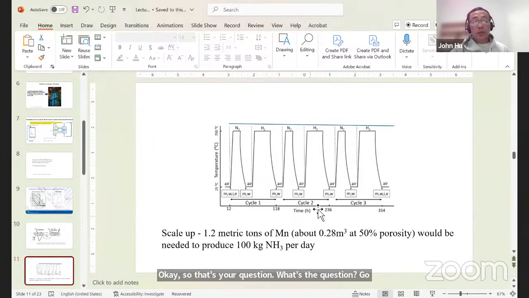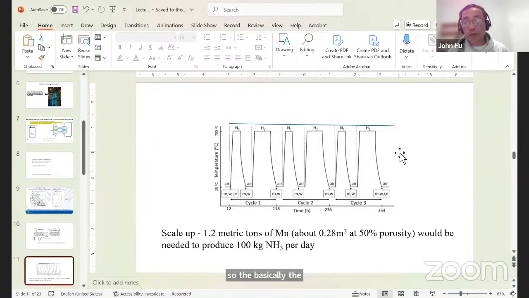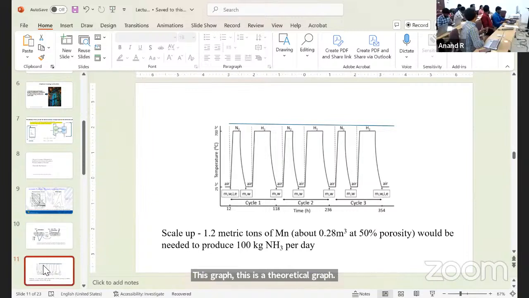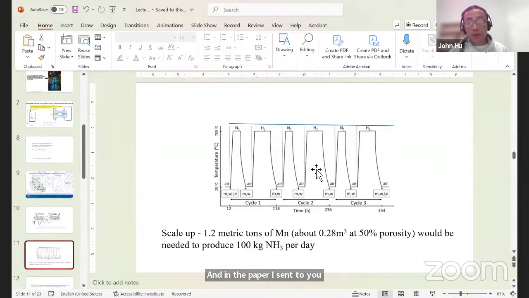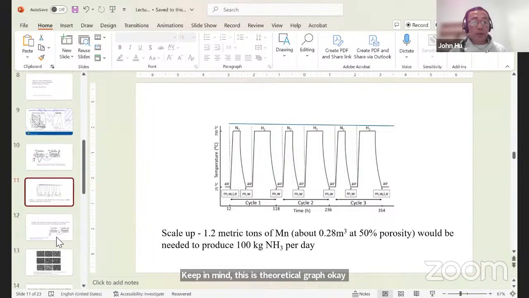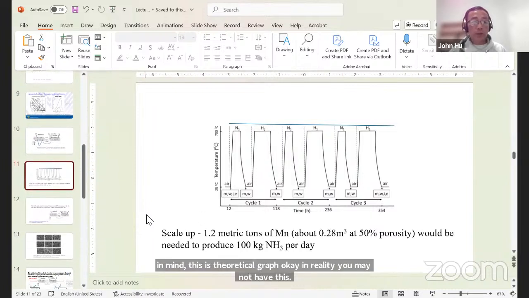So actually, let me try to understand your question. Basically this graph is a theoretical graph, and the paper I sent to you also talks about thermal heating. Today, we run the 3 cycles using the same protocol. And keep in mind, this is a theoretical graph, okay? In reality, you may not have this. So today, actually, very good question. I will come back to here, okay?